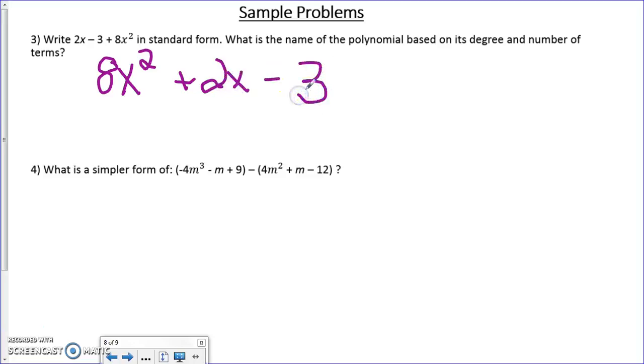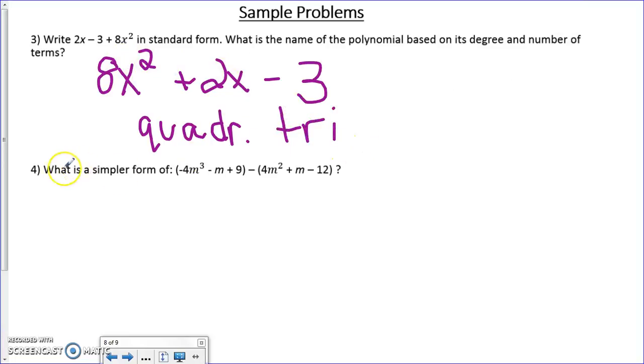That's standard form. Now, the degree here is 2. That means quadratic. I'm just going to leave it like that. And the number of terms, there are 3 terms, so it would be a quadratic trinomial.